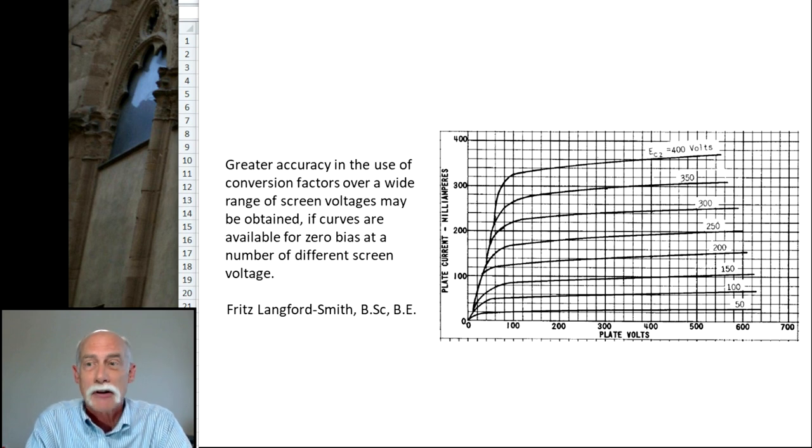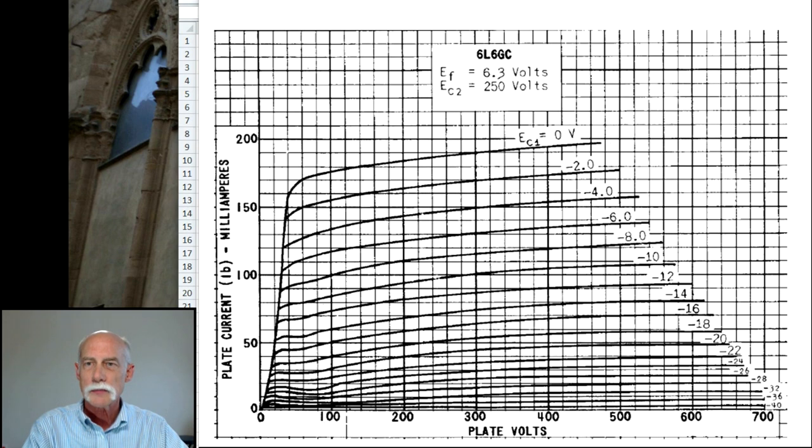He goes, however, greater accuracy, he admits, after going through all the technical details, he admits there's greater accuracy in the use of conversion factors over a wide range of screen voltages, and may be obtained if the curves are available for the zero bias point for a number of screen voltages, like 400, 350, 300, 250, and so on and so forth. You have this, okay? We're going to use this to come up with how to re-ratio the plate and screen current charts.